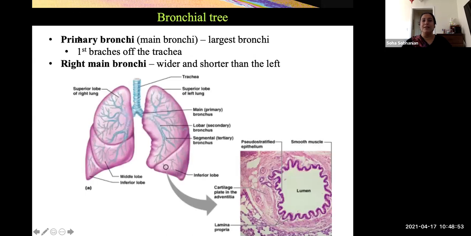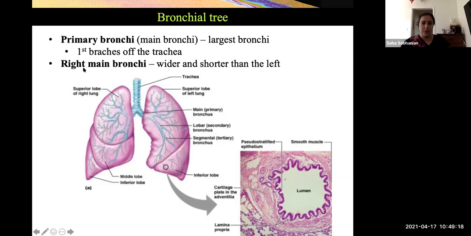So let's look at the first branching. Primary bronchi, which is also known as the main bronchi, is the largest bronchi. That's the actual branching from the trachea. So here's my trachea again. This is my trachea. And these branches that you see are your primary bronchi. So these are the first branches.